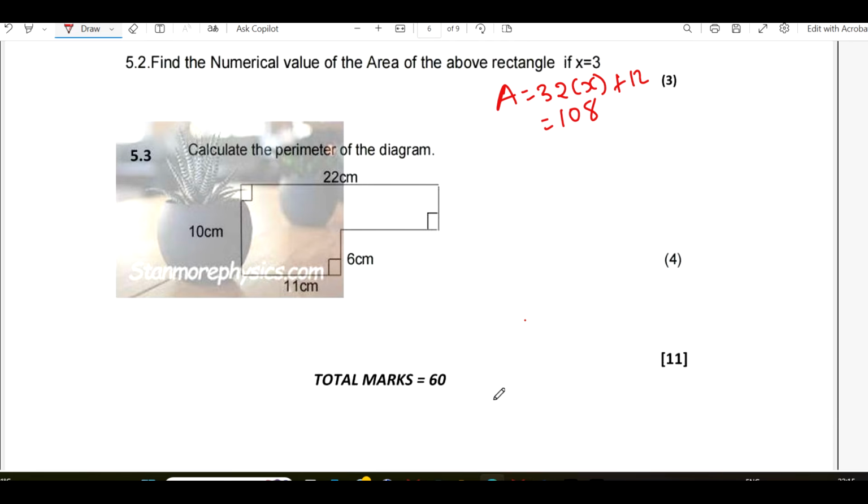So perimeter is going to be 22 centimeters plus 10 centimeters plus 11 centimeters plus 6 centimeters. And then the answer is going to be 22 plus 10 plus 11 plus 6. It's going to be 49.